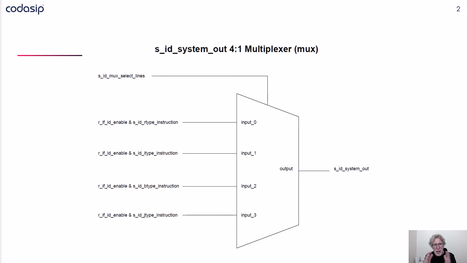So here is a symbol for a mux. I have four inputs. You can see each input has the same variable that we had in the switch statement, an enable and an instruction type, with a single output and select lines up top. Now let's take a look at actually how that mux would be implemented.